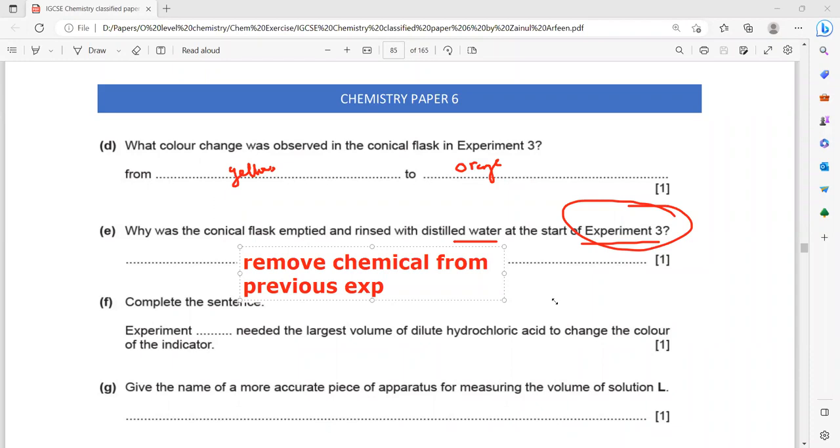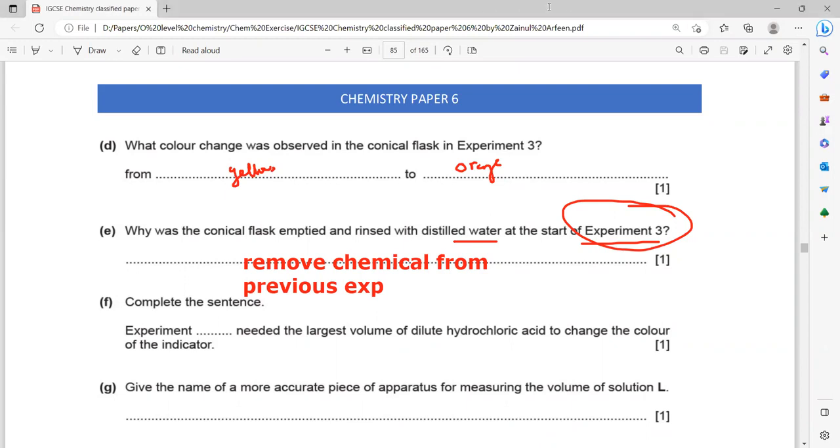Avoid contamination. No, the question is why it was rinsed. If the question is why it was washed, the proper answer you can mention is to remove chemicals, or to remove the substances or solutions. Contamination is also acceptable, like it won't contaminate, that's also fine.